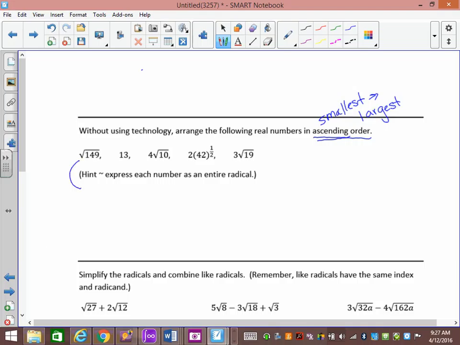So this one here is already an entire radical, root 149. How can I make this under a radical? The answer of 13. What would it have been as a radical? And you can only compare these if they're all square roots or all cube roots. If you have some square roots with cube roots, you'd need technology. 13 is the answer to the square root of 169.